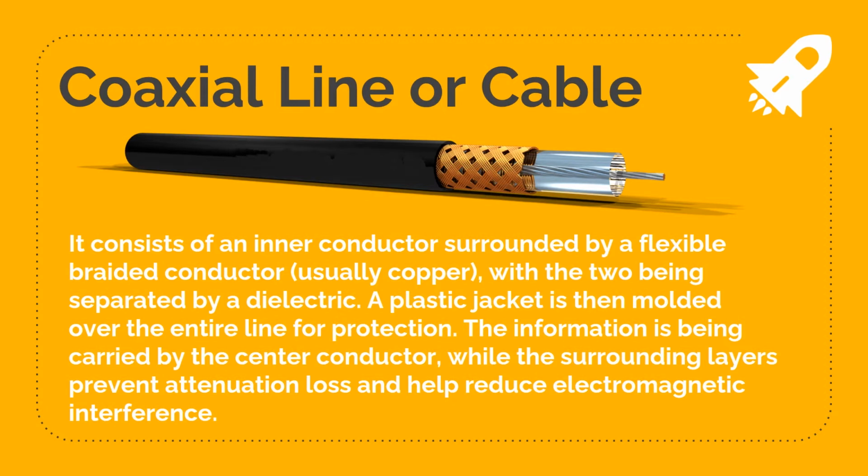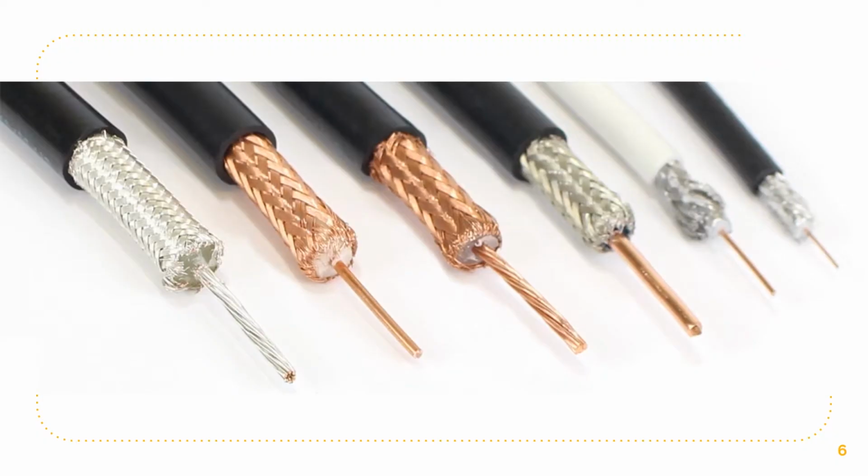copper, with the two being separated by a dielectric. The information is being carried or transmitted by the center conductor, while the surrounding layers prevent attenuation loss and help reduce electromagnetic interference. Here we can see a set of coaxial lines of varying sizes, and there is a specific application for each of those.